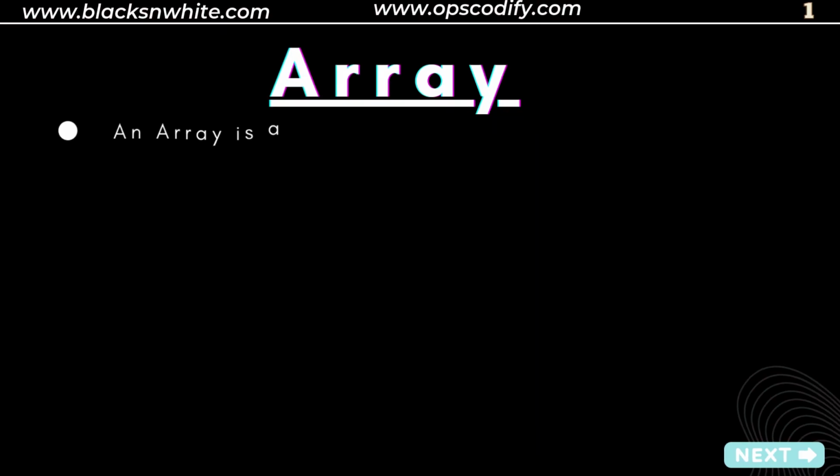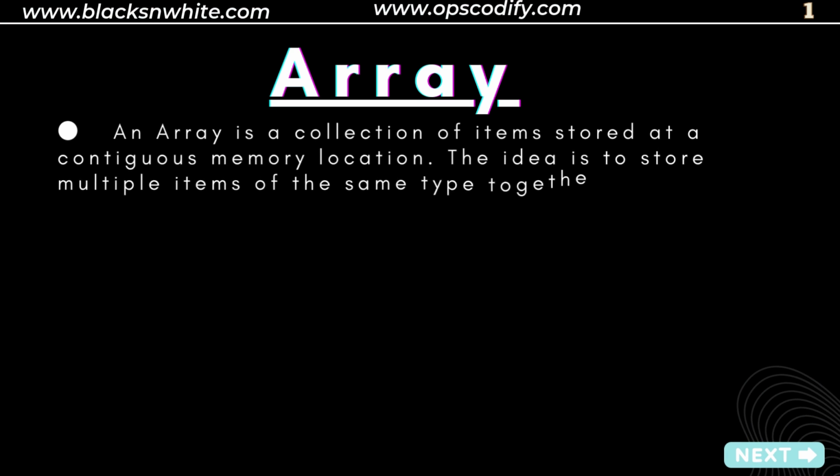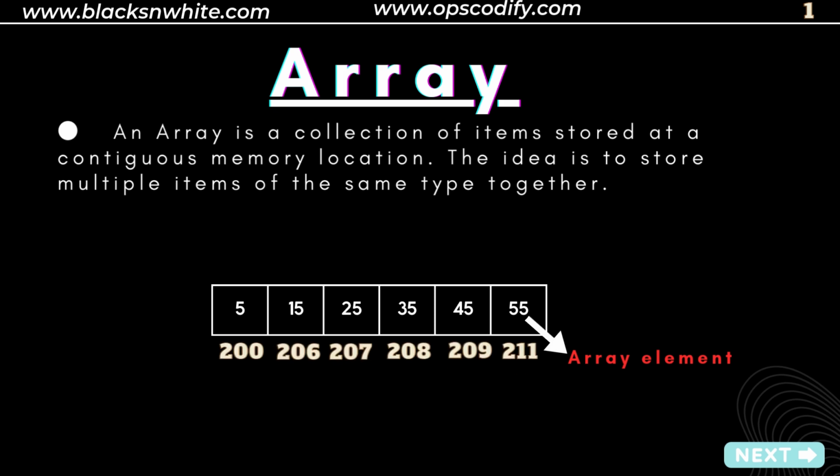Array. An array is a collection of items stored at contiguous memory locations. The idea is to store multiple items of the same type together. As you can see in the diagram, the array is shown with elements like 5, 15, 25, 35, 45, and 55. Each element is placed next to each other in memory blocks, such as 200, 206, 207, 208, 209, and 211.